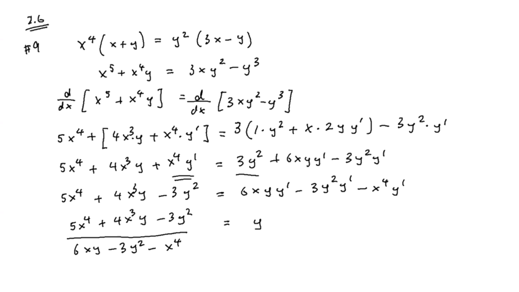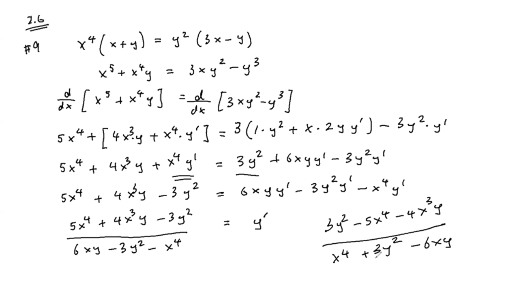Is that the book answer? I don't know if the book simplified further or not. I think the book answer was 3y squared minus 4x to the fourth, and then 5x to the fourth is negative, minus 4 over x. Is it like this on the top? Yeah, 3y minus 4x to the third y. Okay, and the bottom will be x to the fourth plus 3y squared minus 6xy, like that. So the same thing.